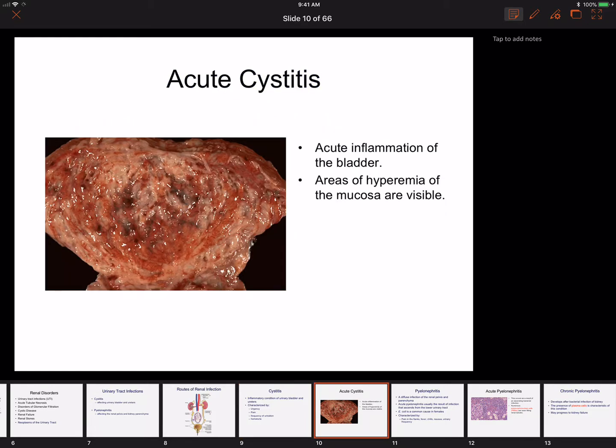You can see the inflammation here. The inside of the bladder has hyperemic or dark pigmented areas that indicate there is some sort of inflammation. So there is the hyperemia, and that basically occupies the mucosa within the epithelium of that bladder.